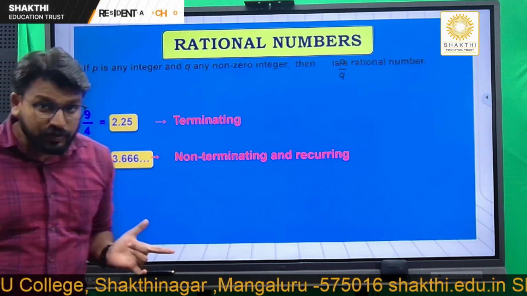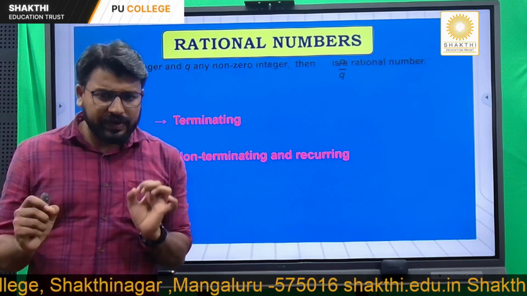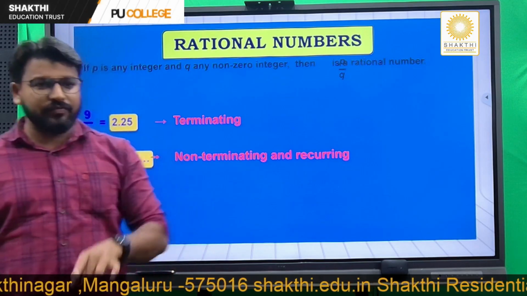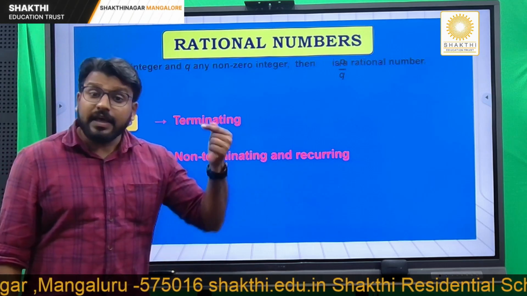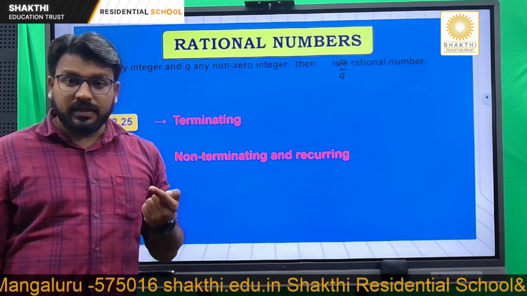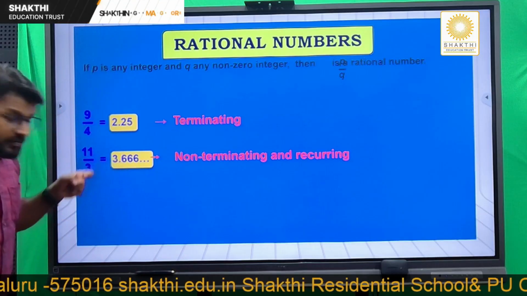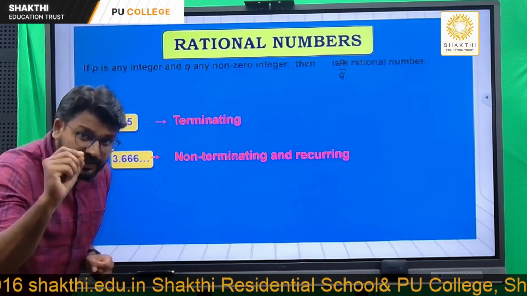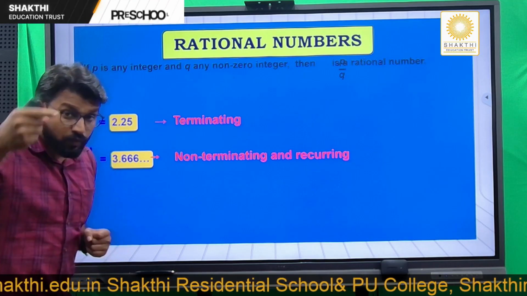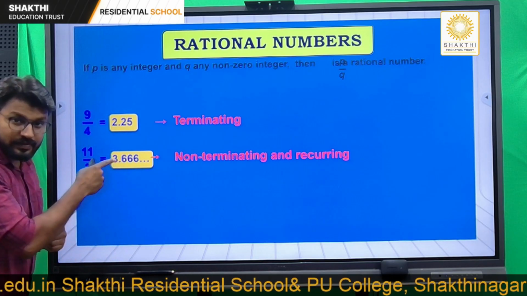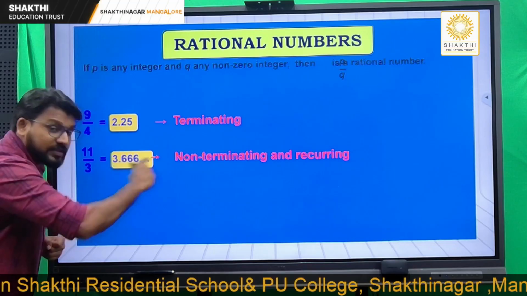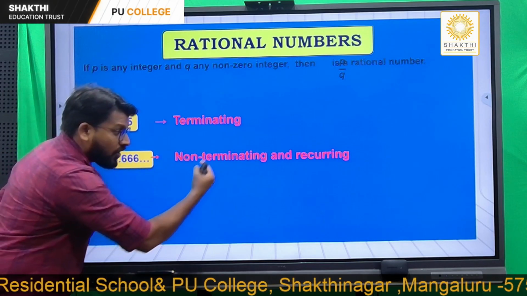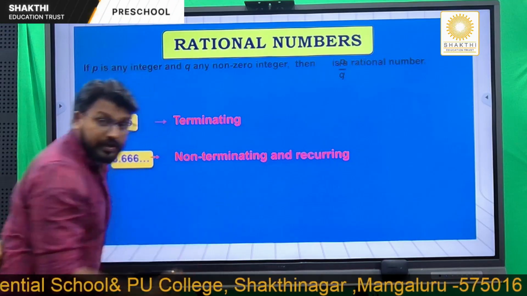Now definitely you'll ask me a question, sir, what do you mean by recurring? Yeah, any guesses? Yes, that's again right. Recurring means repeating. So you can see in this particular decimal, I have 3.6666. You can see that there is one digit which keeps on repeating. What is that number? 6. Yeah, 6 is the digit which keeps on repeating. So such rational numbers, we call non-terminating and recurring.